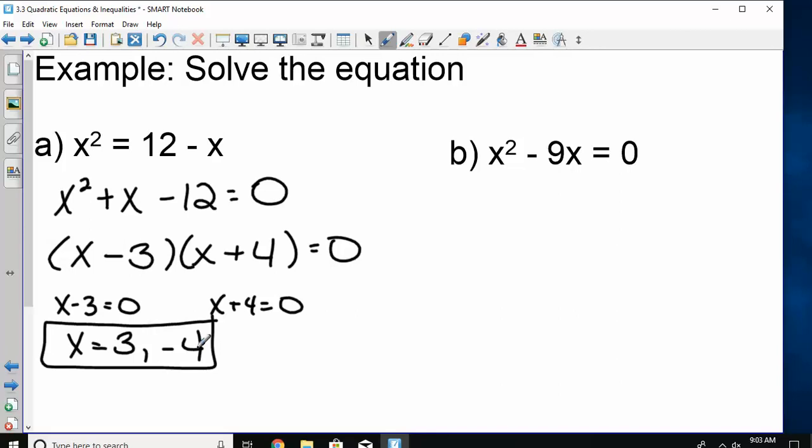How am I going to do B? What's different about that one? Right, I don't have a constant on this. But the setup is the same. We start by getting one side to be 0, which we have. And then we need to factor it. Now, if there's no c, how am I going to factor this?